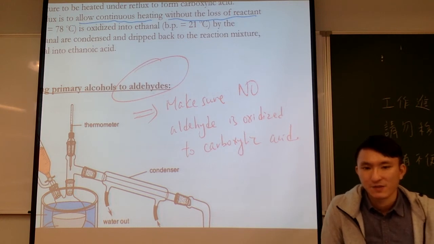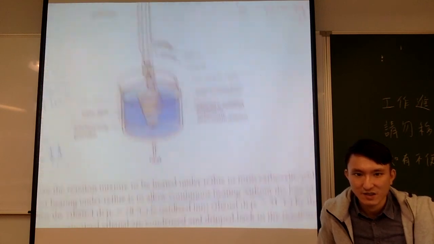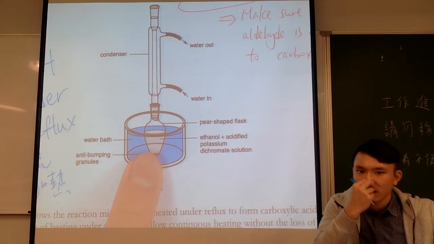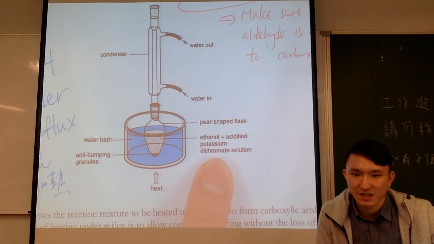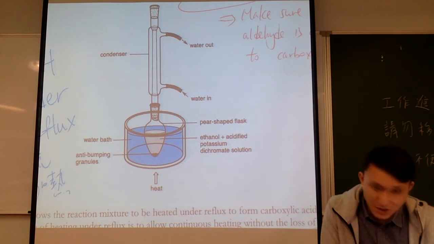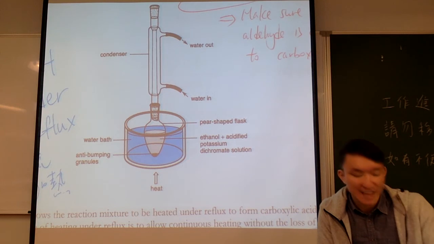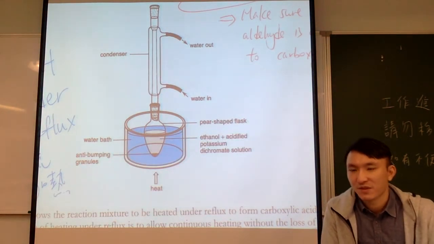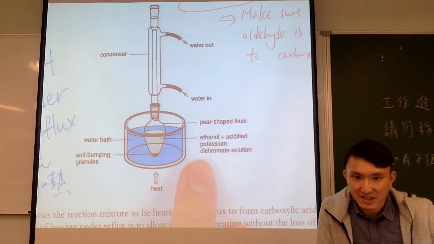Now, first of all, think about it. If I go back to the heat under reflux, if you want to ensure the ethanol is oxidized into carboxylic acid, should we use limited or excess potassium dichromate solution? Of course, you use excess, right? You want to make sure at any point of time, the aldehyde can be exposed to the dichromate ions. So that will greatly increase the chance of further oxidation. So you use excess here.